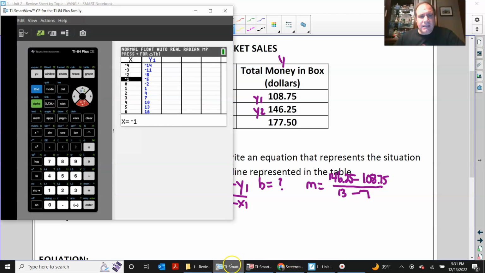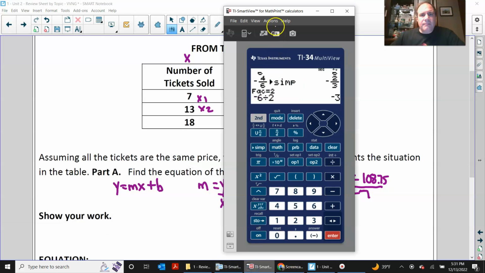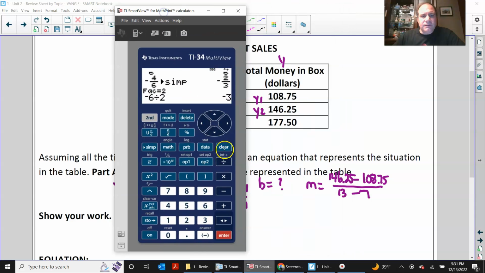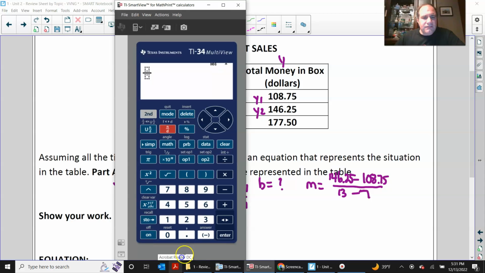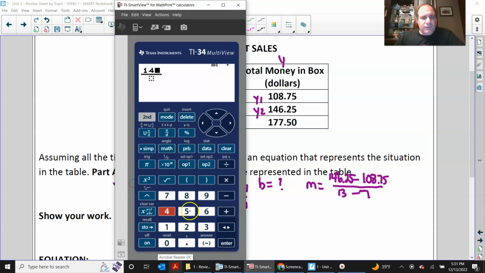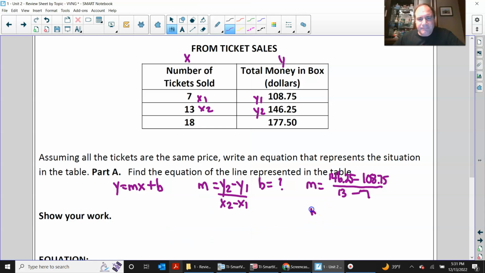So I'm just going to go ahead and grab my calculator, and I'm going to press clear, bring down the fraction symbol there, and I'm going to put 146.25 minus 108.75, and then divide that by 13 minus 7, and let's see what this comes out to be. Oh, nice, 625. M equals 625. Let the calculator do your work.